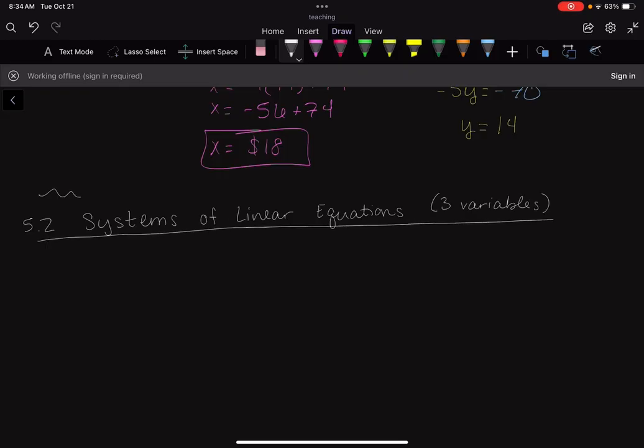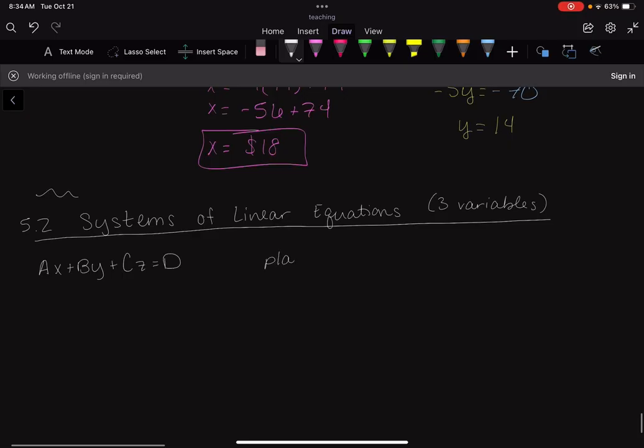First, it's good to know what we're looking at. So we have this standard form, and what this is, it's a plane. When you have an X and a Y, you're dealing with a line. Now we've added this third dimension to it, so you can think almost like a piece of paper or something. We're dealing with a plane.